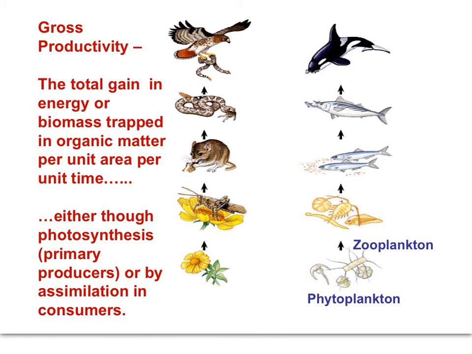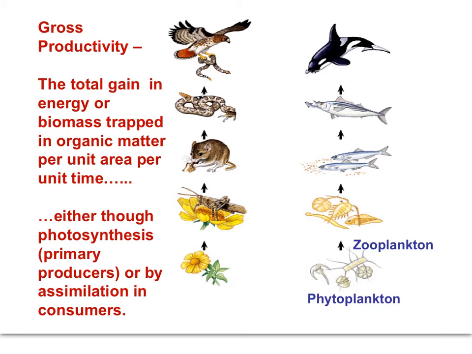Now with this slide, I can introduce the term productivity, which is a transformation of energy and matter into biomass over time. Photosynthesis transforms energy and matter into biomass over time, and feeding ultimately results in the transformation of energy and matter into biomass of consumer populations over time.